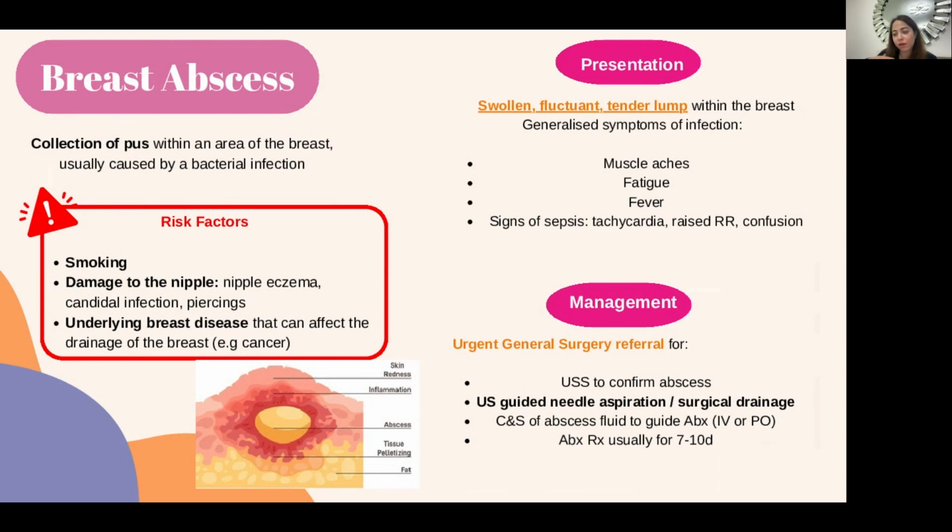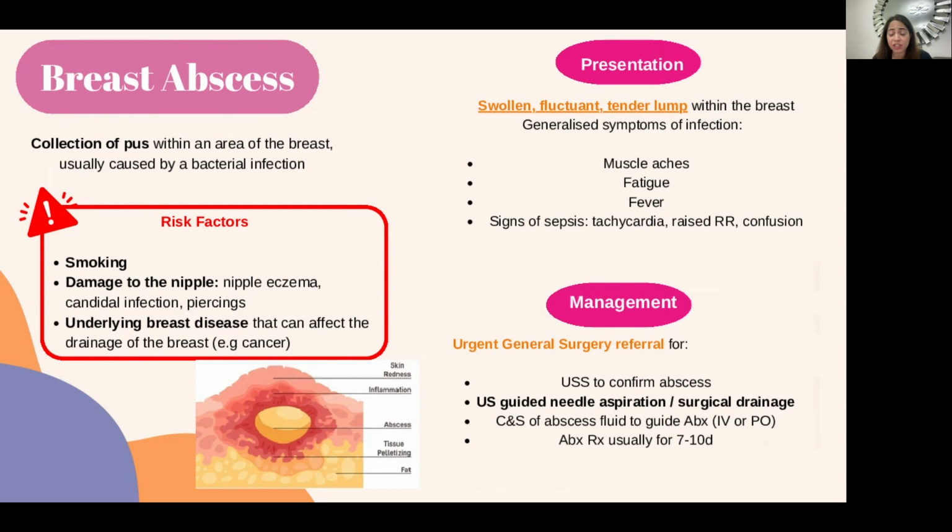When you put pressure on the breast and you're doing your breast examination, you can clearly tell that there's fluid inside that collection, and it can be moved around. And as I said, swollen and tender. And then you can have other symptoms such as muscle ache, especially around the area. They can be quite fatigued, tired, and show signs of sepsis if they present quite unwell.